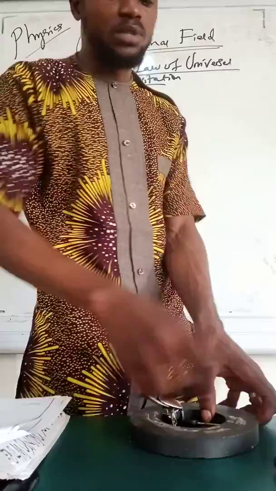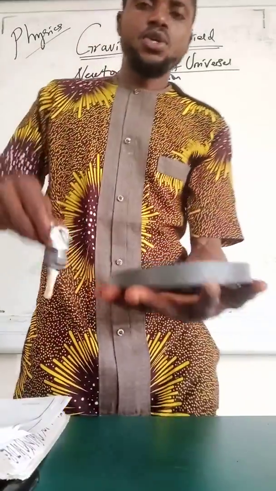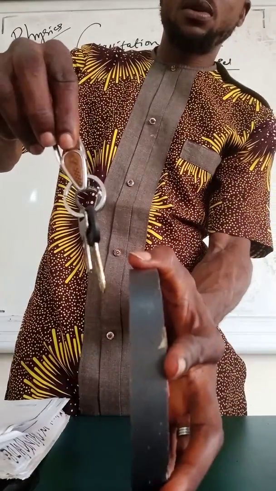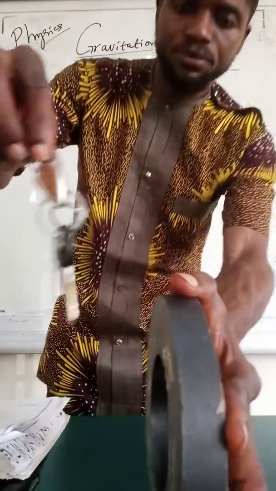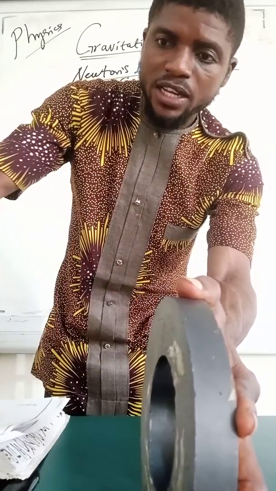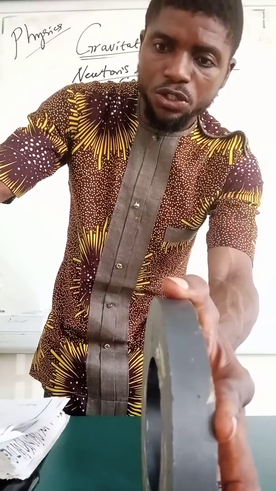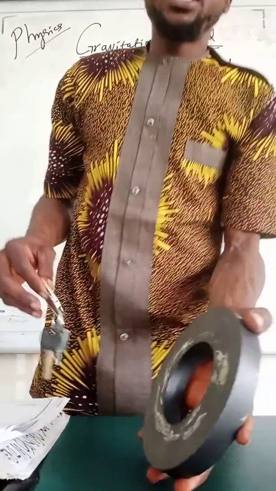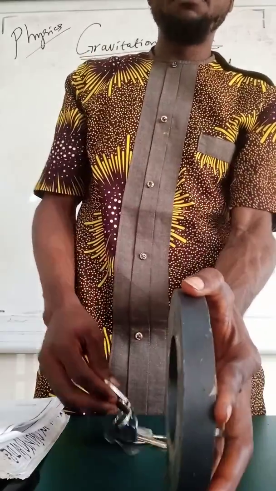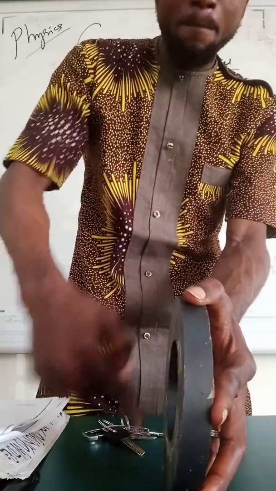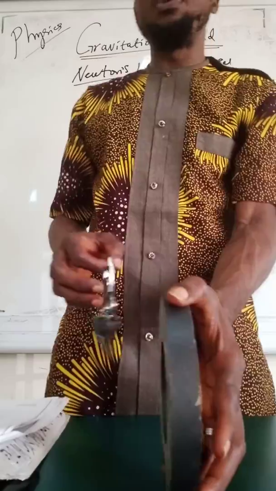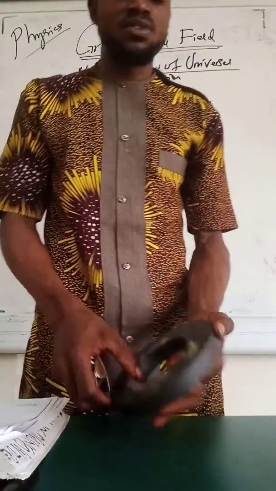I have a magnet here to demonstrate magnetic field. Just watch. What do you observe? If I take it this way, you will see that, watch. The moment the key gets to this region, it is attracted to the magnet. It means that this region is where the magnetic field is. Anything outside this field cannot experience magnetic force of attraction.